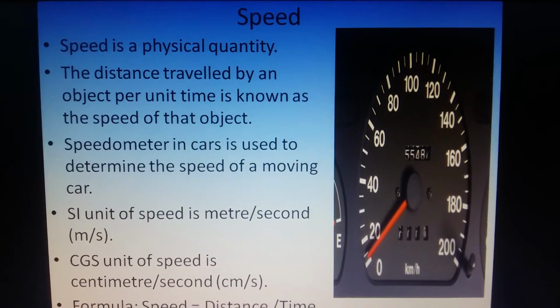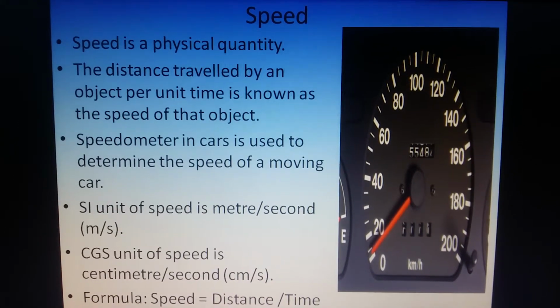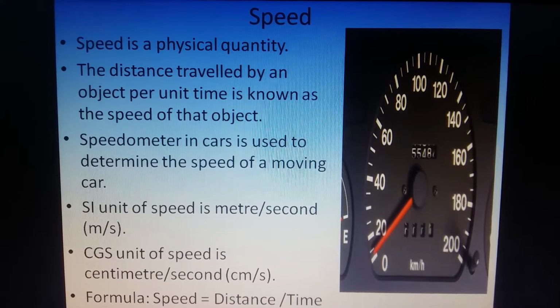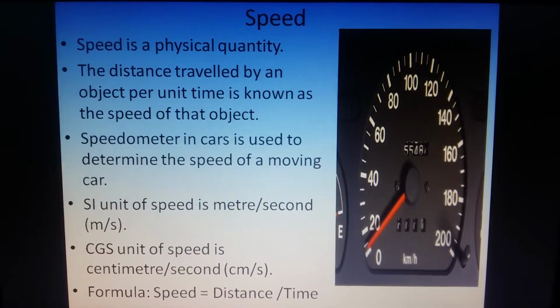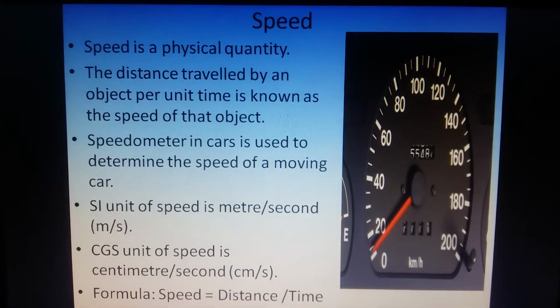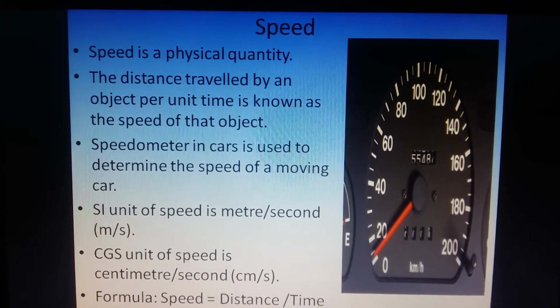Speed is a physical quantity which can be measured. Speed is nothing but the distance traveled by an object in unit time. That means what distance I have traveled in 1 hour or in 1 minute or in 1 second, unit time, that would be my speed.